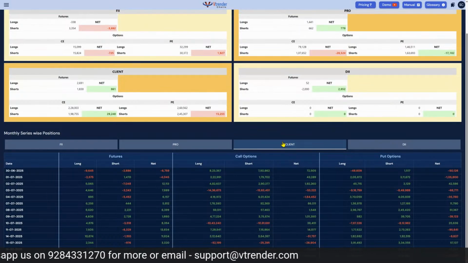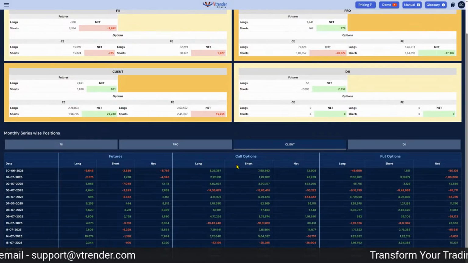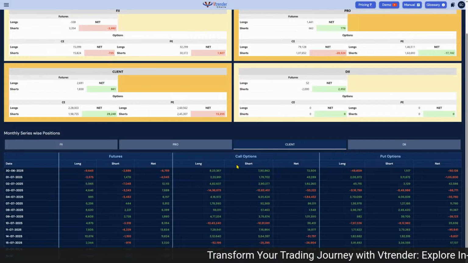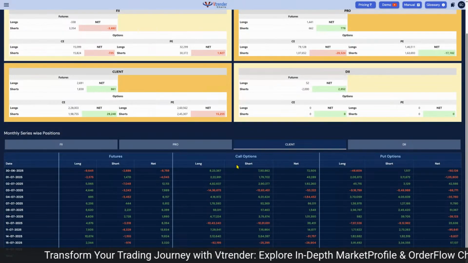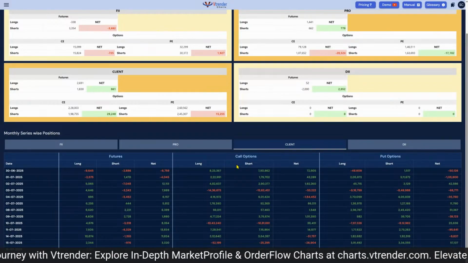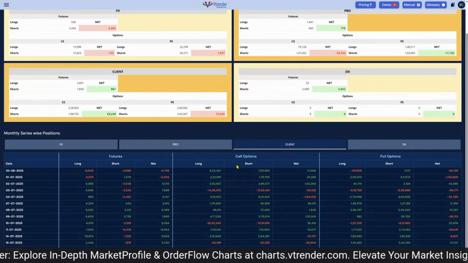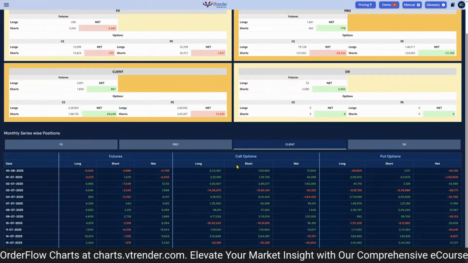At the top, you need to understand that the pros and clients are the major volume drivers of the options market, and they trade with each other directly. That's underlined. They trade with each other directly. There is no other player in between. The pros trade with clients, the clients trade with pros. Sometimes the pros win, sometimes the clients win also.